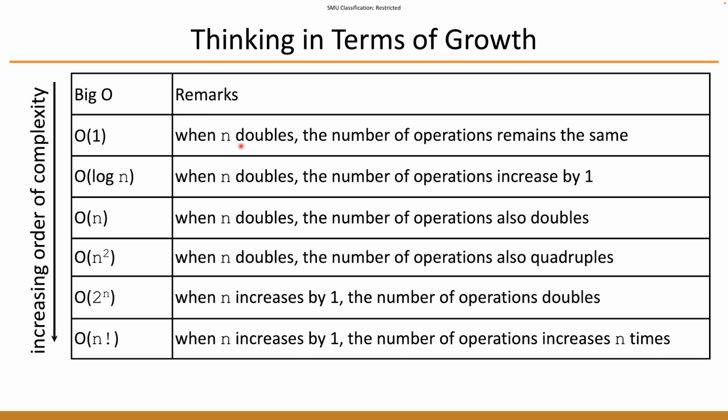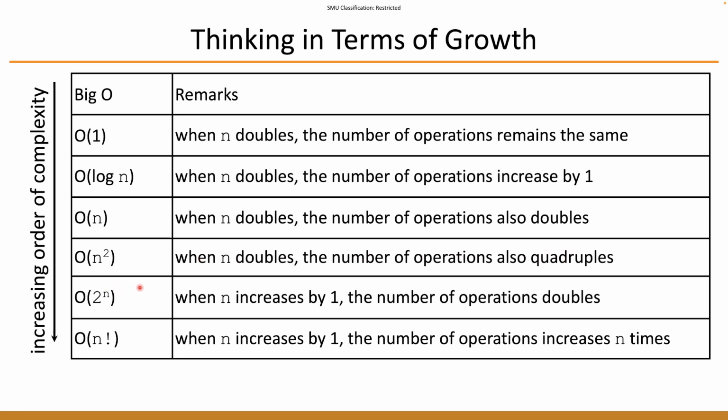Here we double the size of n. The number of operations will stay the same if you have log n, right? Of course, the exact number depends on the base of your log function. If the base is 2, when n doubles, the number of operations will increase by 1. If you have linear time and n doubles, the number of operations will also double. If you have n squared and n doubles, the number of operations will increase by 4 times, quadruple.